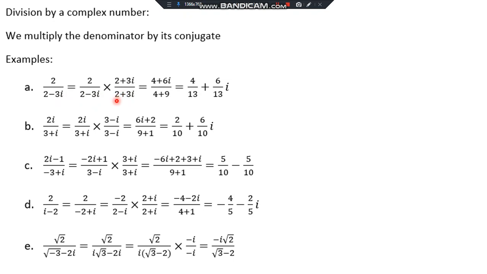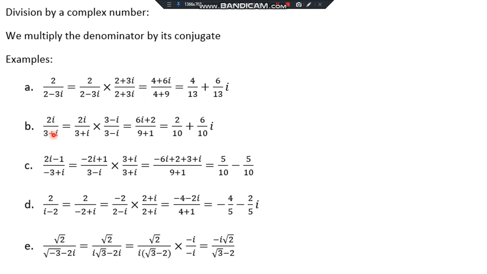So here I multiply by 2 plus 3i up and down, and you get 4 plus 6i. A minus ib times a plus ib is a square plus b square, so it's 4 plus 9. So this is the real part and this is the imaginary part. So it's 4 over 13 plus 6 over 13 i. So now I had a complex over a complex, and now I know the real part and the imaginary part. Complex over complex is always a complex.